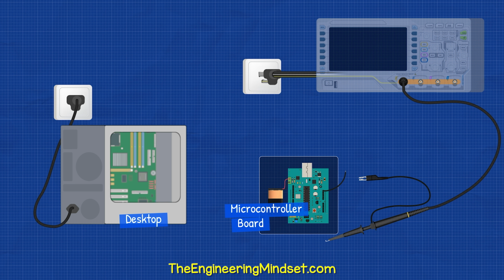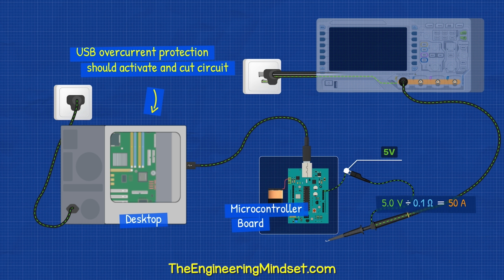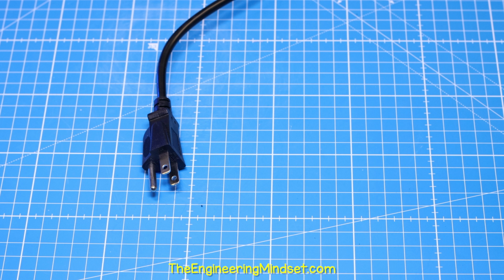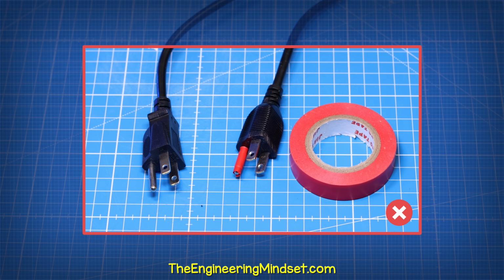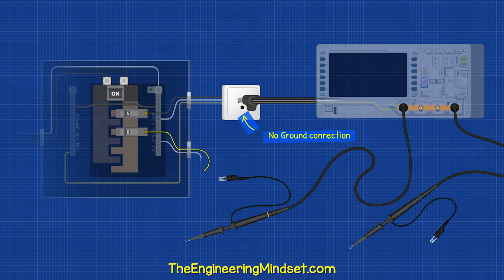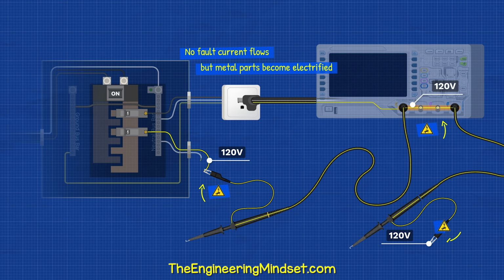If your test circuit is battery powered, then you should be fine, but not if it's USB charging, and that's because this can provide a direct path to ground. Sometimes people try to avoid the ground pin on the oscilloscope power cord. That is a bad idea. If you accidentally connect to an energized part, the circuit isn't complete, so the ground fault protection won't activate, but all metal parts on the oscilloscope become electrified, which is dangerous.